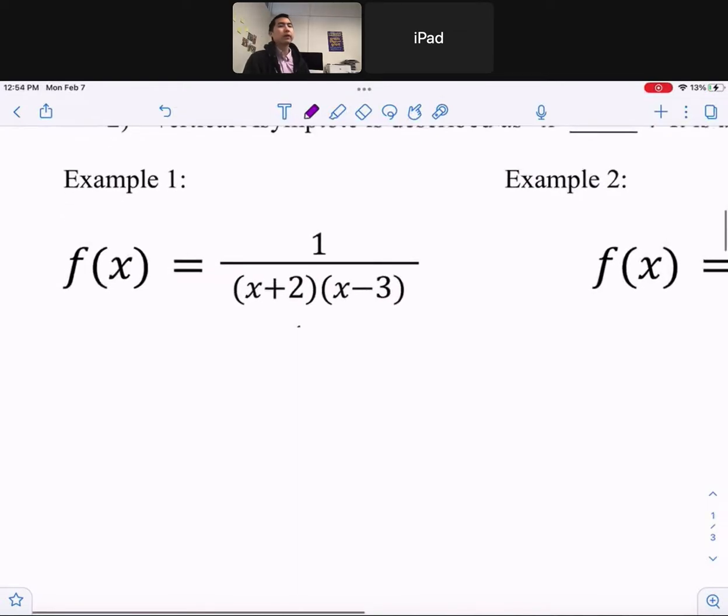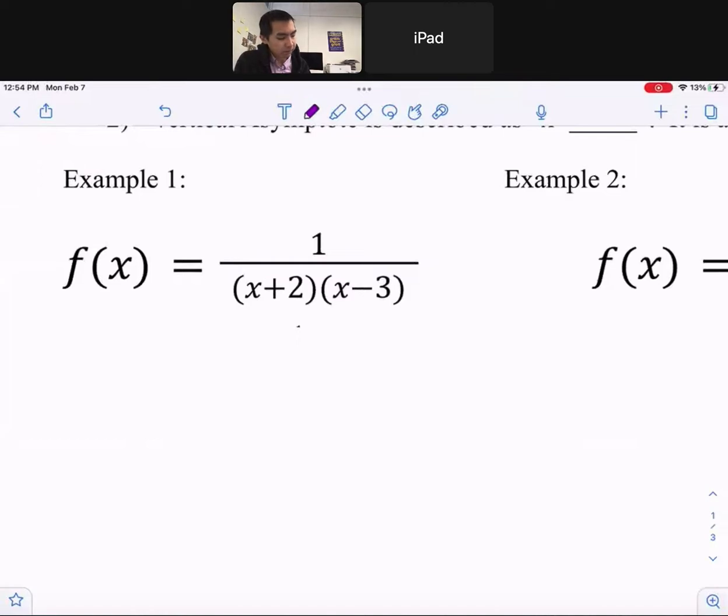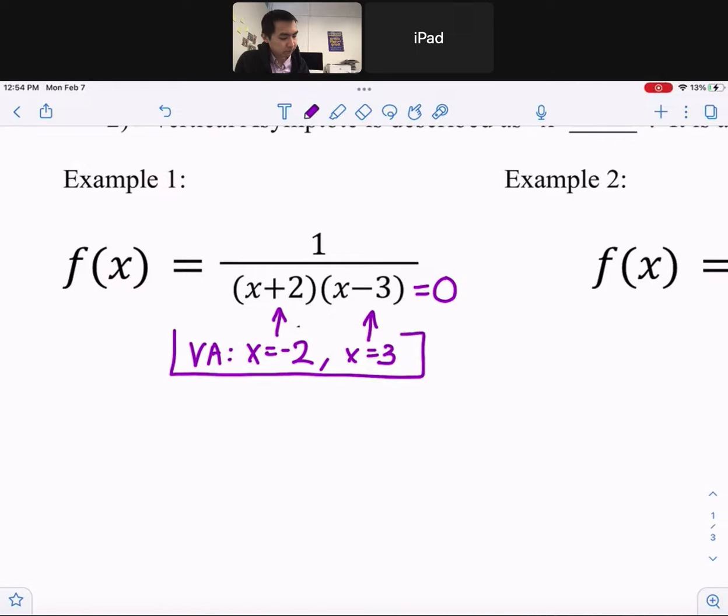So let's do example 1. Everything is factored, so we don't need to change that. We set the denominators equal to 0. So what's our vertical asymptote? For this one, x equals -2. And for this one, x equals +3. Those are your two vertical asymptotes. It's the value of x that would make this whole thing become 0: -2 and 3.